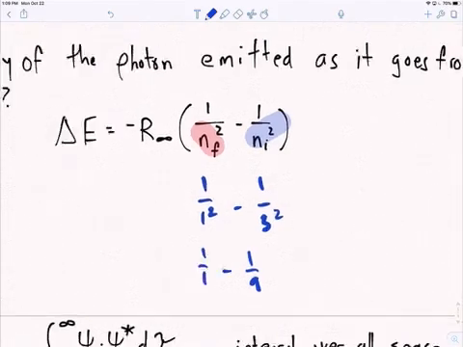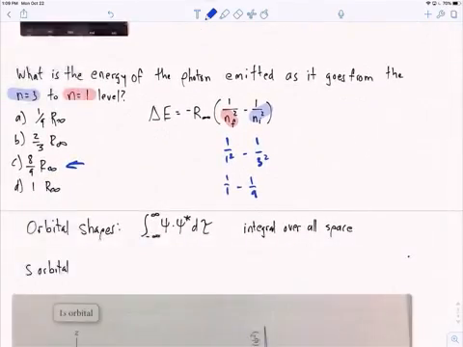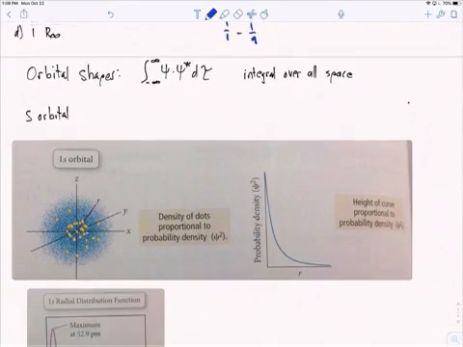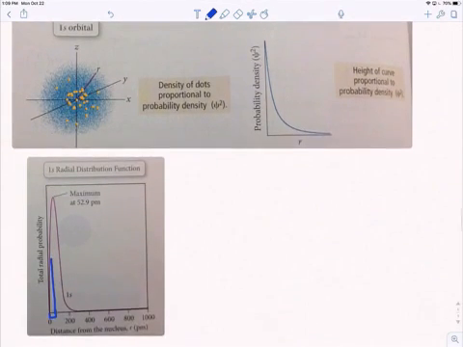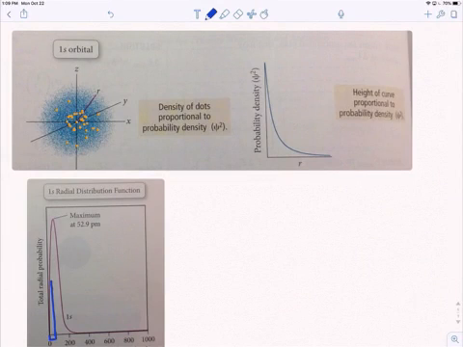Questions with that? Okay. All right, so I mentioned some of these orbital shapes, that we have this integral from negative infinity to infinity of the wave function times its complex conjugate over all space. And when you do that, this is what you get. You get an s orbital that looks like this. It's a sphere with much more density at the center.